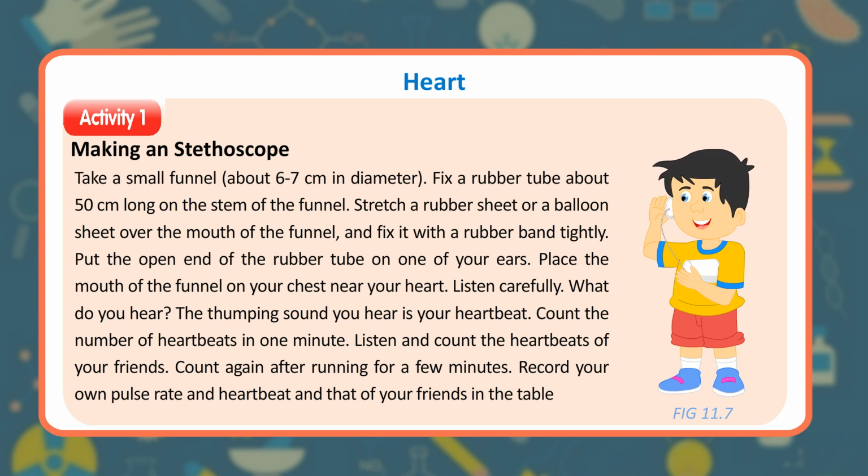Listen carefully. What do you hear? The thumping sound you hear is your heartbeat. Count the number of heartbeats in 1 minute. Listen and count the heartbeats of your friends. Count again after running for a few minutes. Record your own pulse rate and heartbeat and that of your friends in the table.